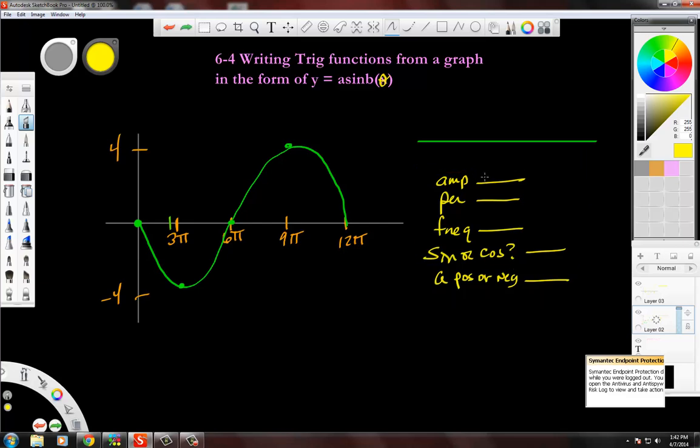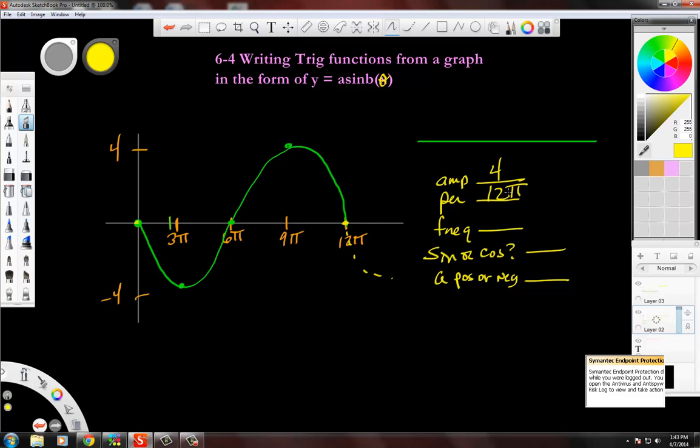Okay, so the amplitude, 4. Definitely 4. The period is 12 pi. I know that because that's the amount that it takes to make one full wavelength. This is a start point and end point right there. That is one full cycle. This thing would keep going around like that. So the period is 12 pi.